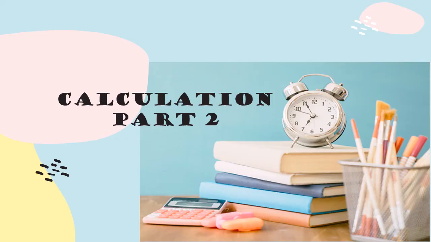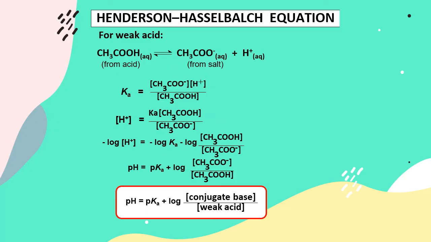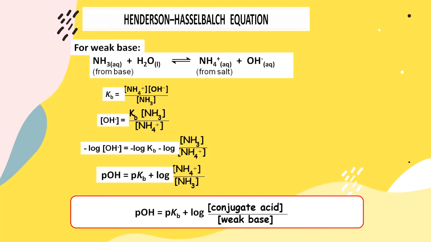Next is the calculation part. If you still remember, previously we learned about the pH, pOH, Kw, pH plus pOH equal to 14. This calculation is more focused on buffer solution. We are going to apply the Henderson-Hasselbalch equation. So this is the equation for the pH of an acidic buffer solution: pH equals pKa plus log conjugate base over weak acid. For the base, we are going to apply pOH equals pKb plus log conjugate acid over weak base.